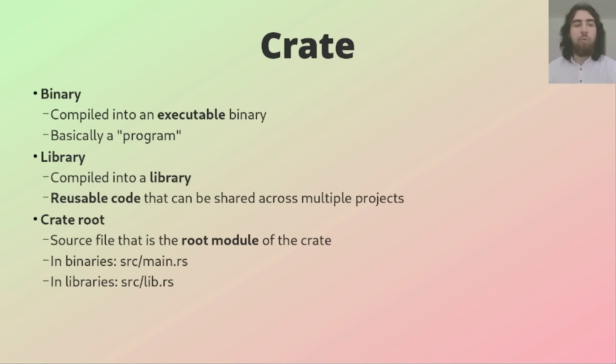A library crate is compiled into a library, and it doesn't contain a main function, but it's considered a collection of reusable code that can be shared across multiple projects. And the crate root is the source file that is the root module of the crate. In binaries, it would be src/main.rs, and in libraries, it would be the file lib.rs.